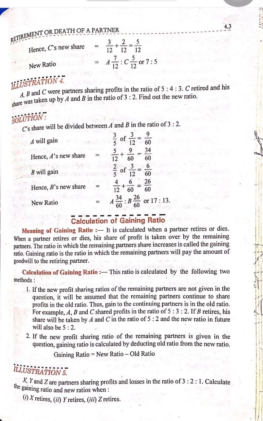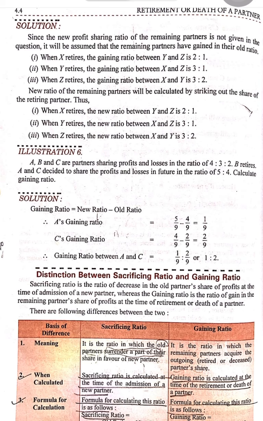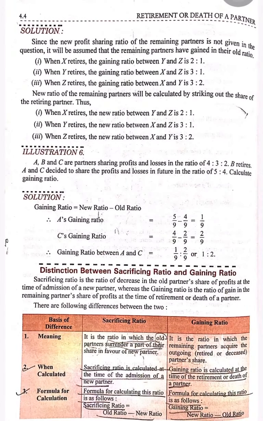In this illustration, X, Y, Z are partners. Their profit and loss sharing ratio is 3:1. We have to calculate the gaining and the new ratio when X retires, when Y retires, and when Z retires. When X retires, the gaining ratio will be 2:1. When Y retires, the gaining ratio will be 3:1. When Z retires, the gaining ratio will be 3:2. And these will be the new ratios.